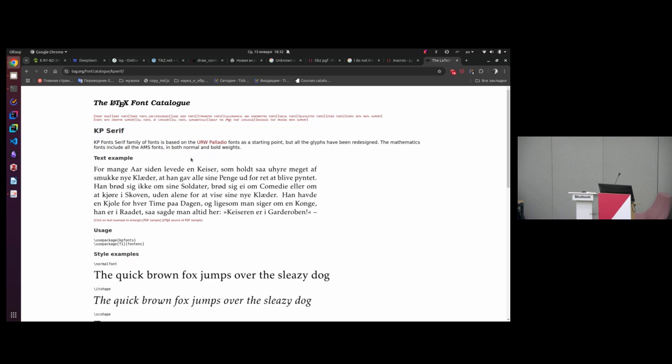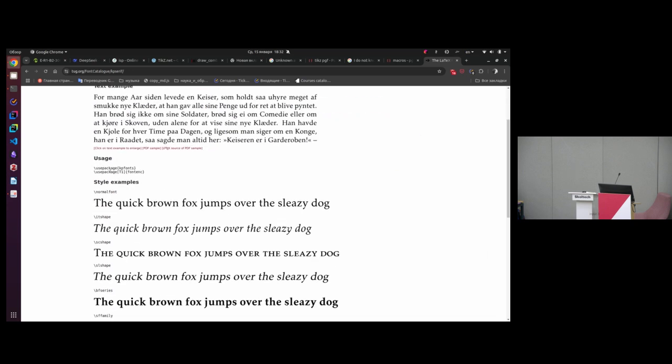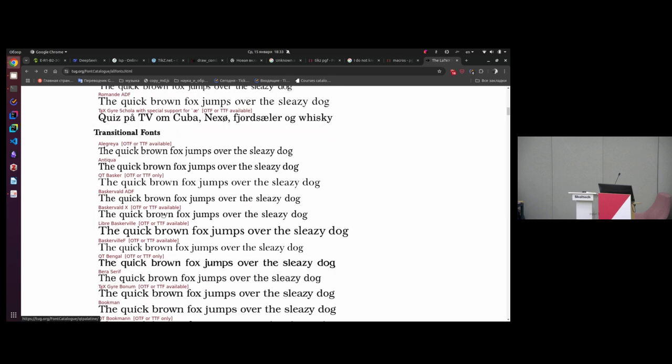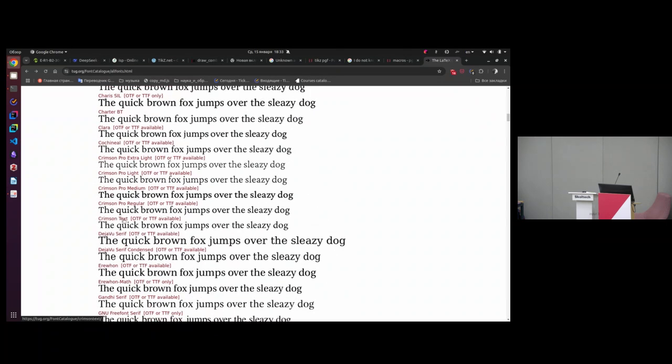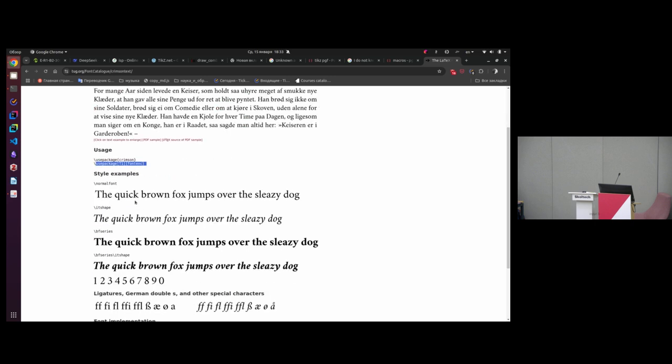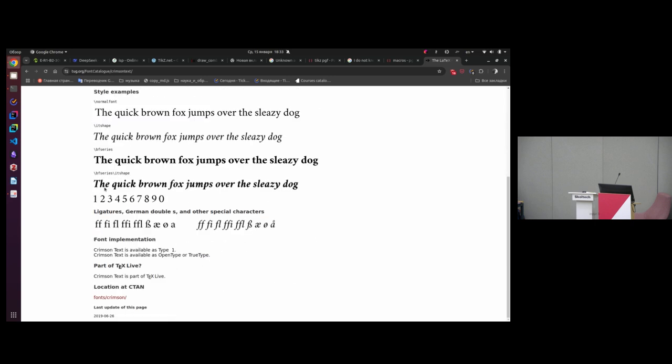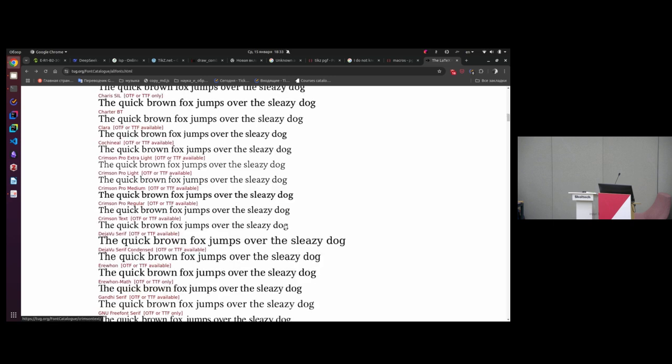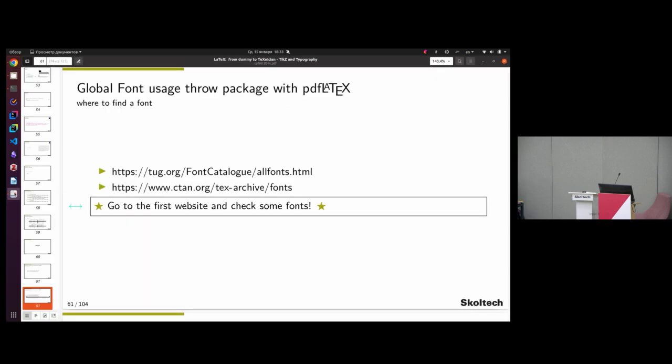So let's go somewhere. There is a text example, and there is usage. You can use the package and style examples. So for PDF LaTeX, it's pretty straightforward. Just go somewhere, use the package that tells you what to use, and go to styles. See, there is some interesting stuff. Okay, let's go further.